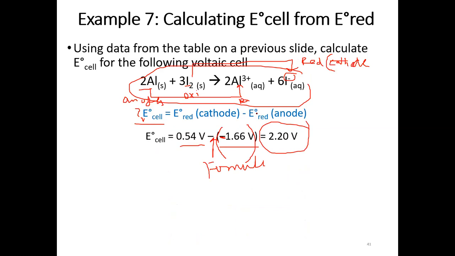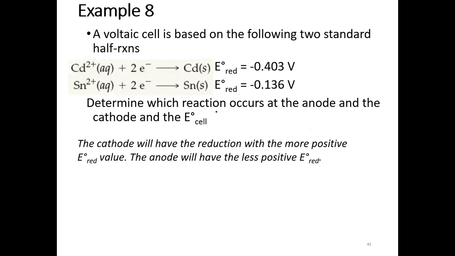Okay, so this part is done, so we're going to move on to the next one, where it says the voltaic cell is based on the following two standard half reactions. This is one and this is the second half reaction. E reduction for both of them is provided. Both are negative. Determine which reaction occurs at anode and the cathode, and E cell. Okay, the cathode will have the reduction with the more positive value in such cases. Okay, when we are looking at these two examples here, where both of them are negative.